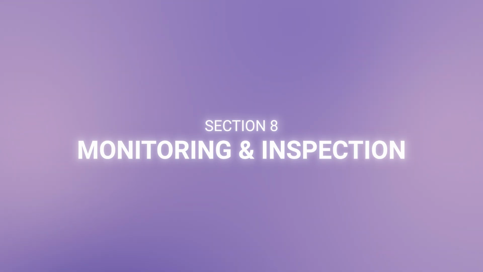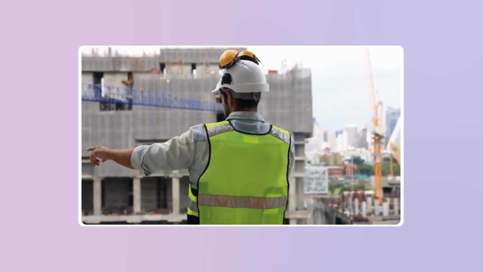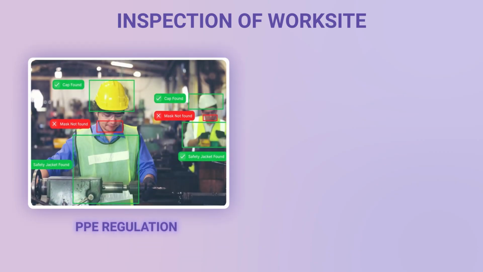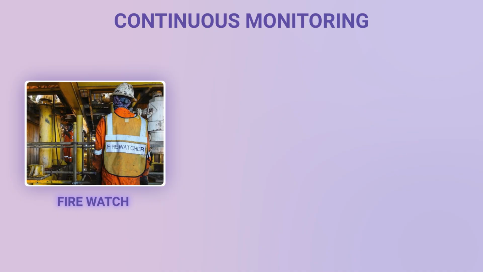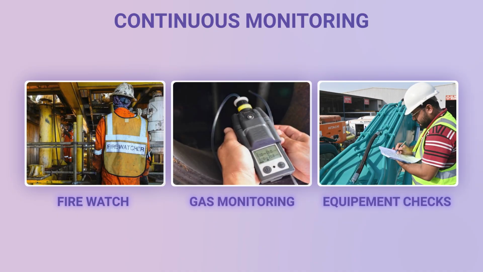Section 8 is related to monitoring, where we monitor certain conditions during the course of the work and write comments on the permit. Inspection of work site. Example, checking the PPEs, confirming that hazard controls are in place. Continuous monitoring. Example, fire watch, air quality monitoring, or equipment checks.